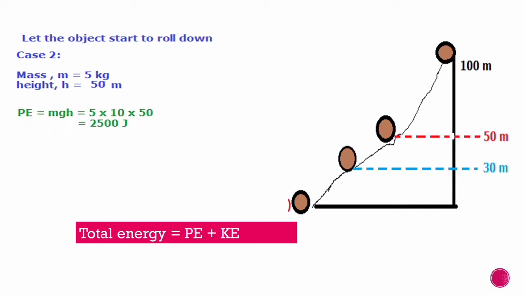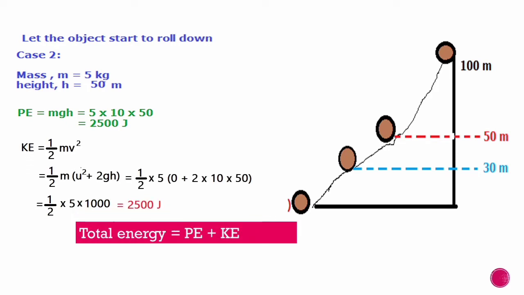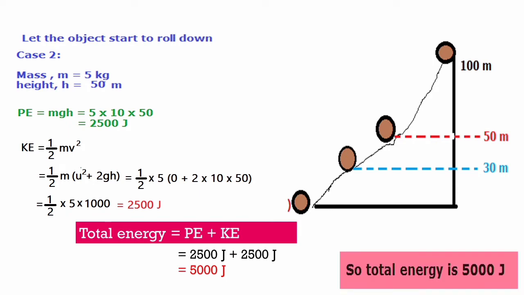And what about the kinetic energy? Let's use the formula half mv square. Since we don't know the value of velocity, we are taking the help of the third equation, v square equals u square plus 2gh, to find the value of v square. And we get that v square is 1000. So the kinetic energy of the object is 2500 joules. Now, what is the total energy? Total energy is the sum of potential energy and kinetic energy of the object. So it will come to 2500 plus 2500, which is 5000 joules.